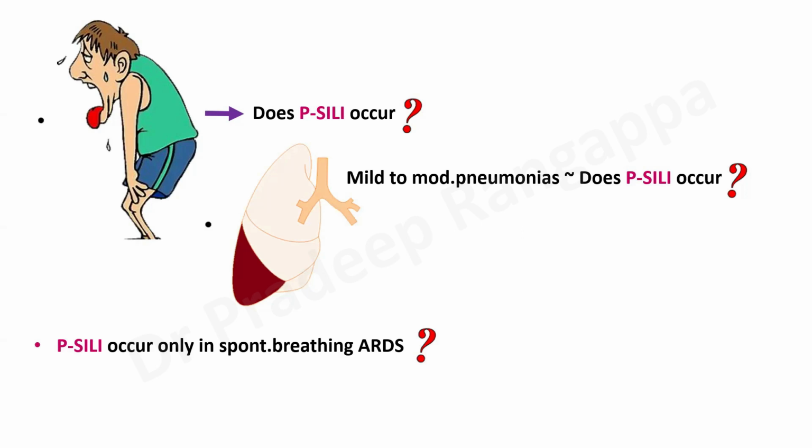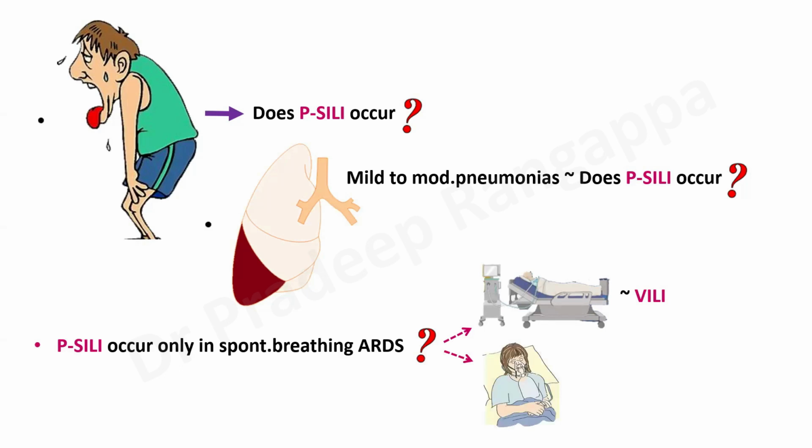So P-SILI is known to occur only in spontaneously breathing ARDS because of that pendelluft, where there is redistribution, overdistension of alveoli in the normal areas, and more leakage and more exudation that happens. In a ventilated patient, we call it VILI. But if it is spontaneously breathing, we do not allow our patients in ICU on a non-rebreather mask with ARDS, period. So there's no P-SILI in ARDS.